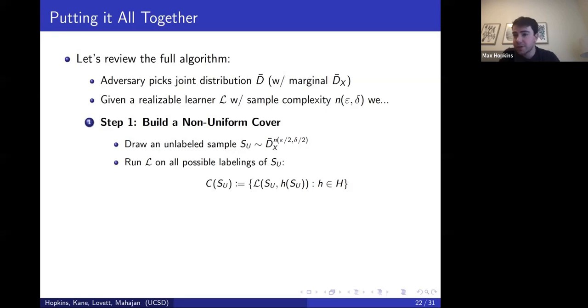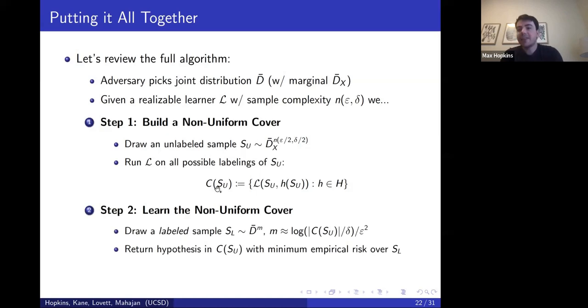The first thing we do is we build a non-uniform cover. We just talked about this. You do this by drawing an unlabeled sample S_U and running L over all possible labelings of S_U under the class. And then we just learn the non-uniform cover. Now we run empirical risk minimization on the non-uniform cover. In particular, we draw a labeled sample. And so here's the sample complexity we were just talking about: it's log of the size of the cover over delta, over epsilon squared. So now you see why the size of the cover matters in the conversation we were just having.